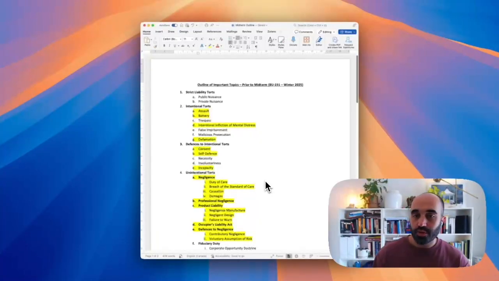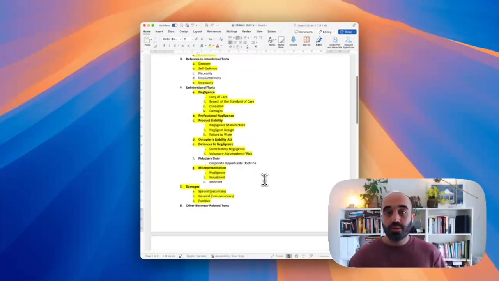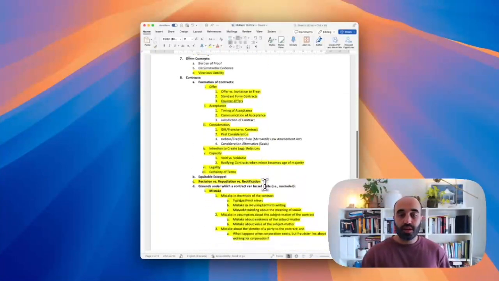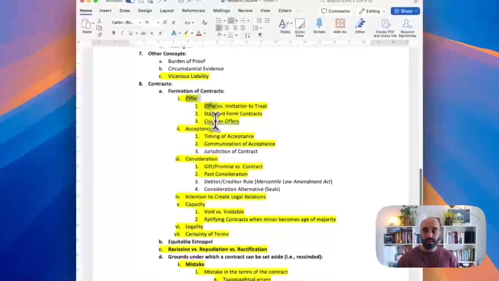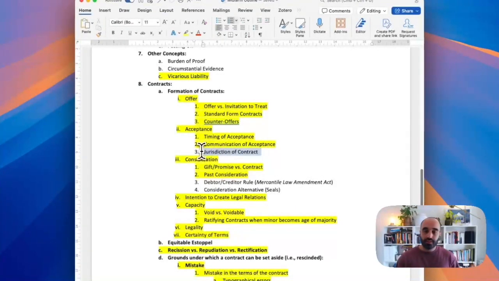So this is the review sheet that we've provided you with, outlining all of the topics that we have covered up until the midterm and everything that's examinable. As you scroll through this, you'll notice that some things are highlighted. Like for example, here, the idea of offer and acceptance and all their subpoints. Whereas some things are not highlighted, like jurisdiction of contract over here.